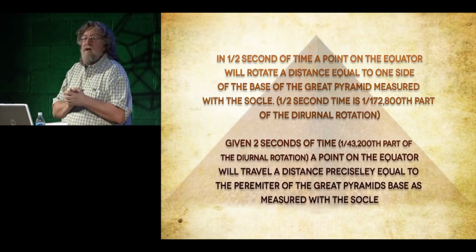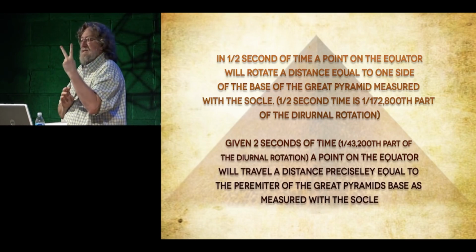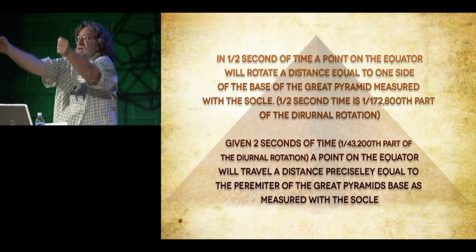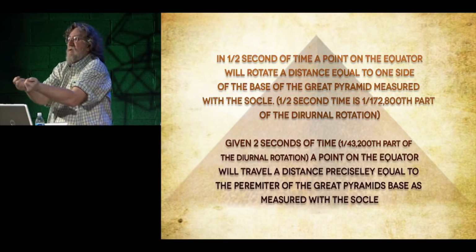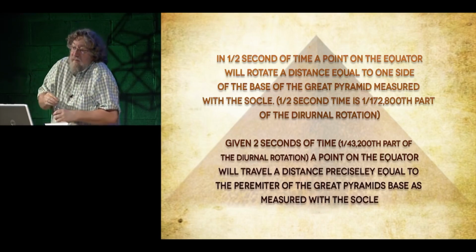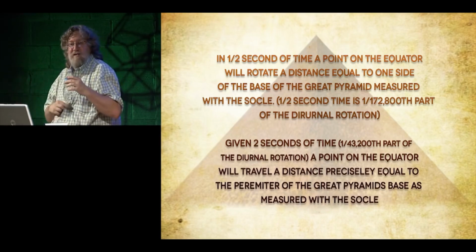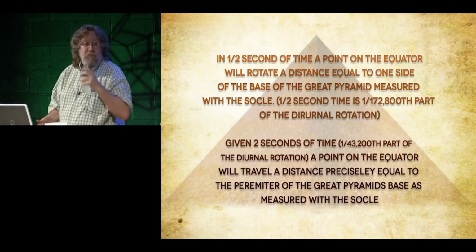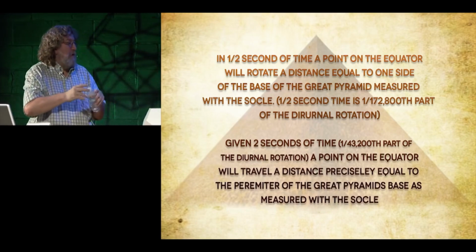So if you're standing on the equator, in 2 seconds precisely, the Earth has turned a distance exactly equal to the distance around the base of the Great Pyramid. Now you can dismiss that as being coincidence, but the numbers don't lie. They're there. And so when William R.